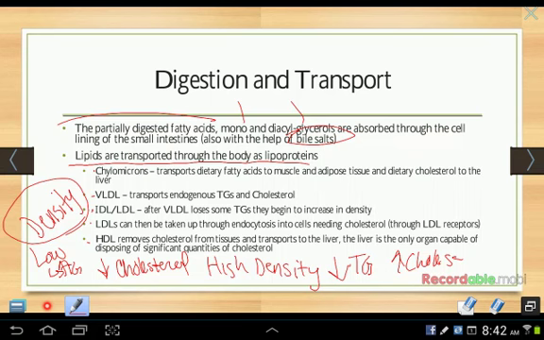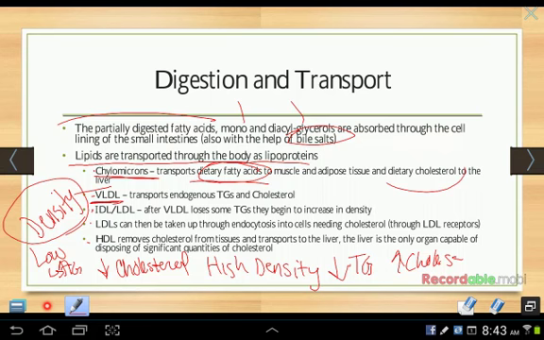All right? So chylomicrons transport dietary fatty acids to muscle and adipose tissue, as well as dietary cholesterol to the liver. So from the digestive tract to the muscle tissue, these will transport those fatty acids that we just digested to other tissues in the body. And then on their way back, they'll transport the dietary cholesterol to the liver.